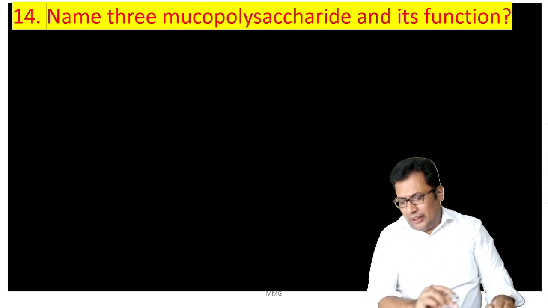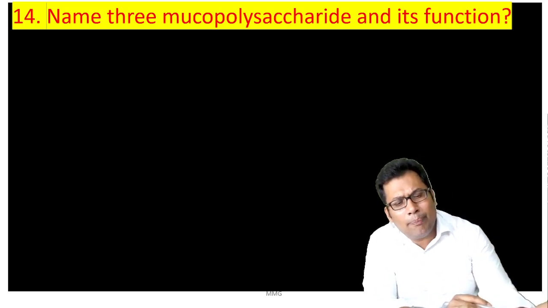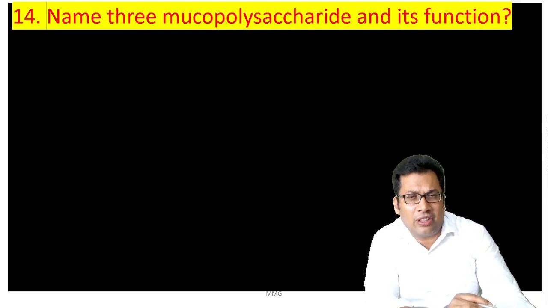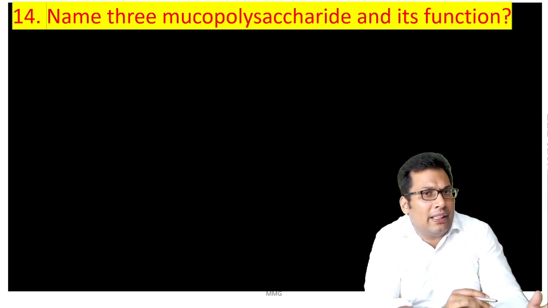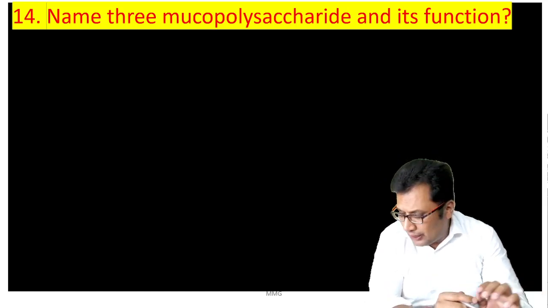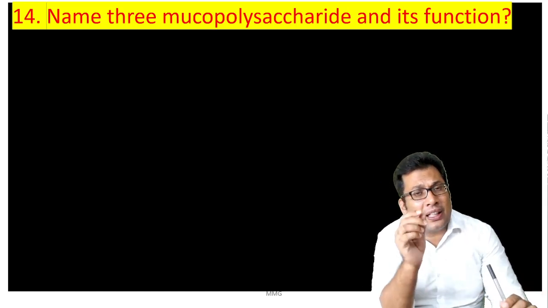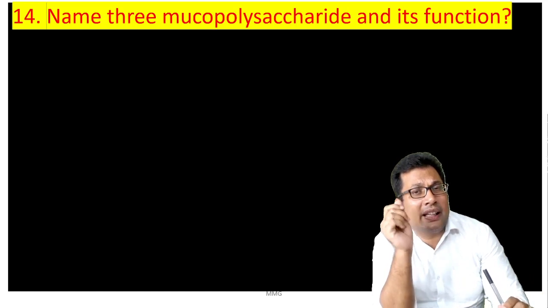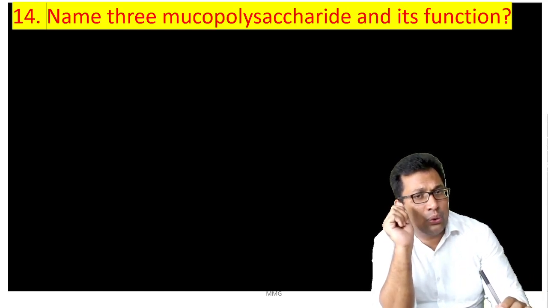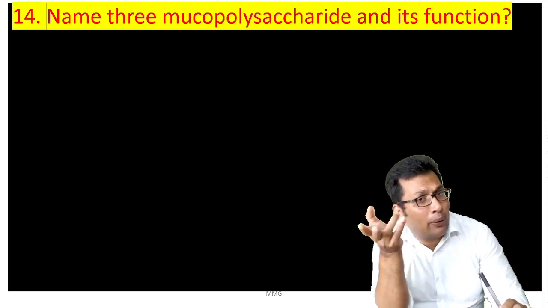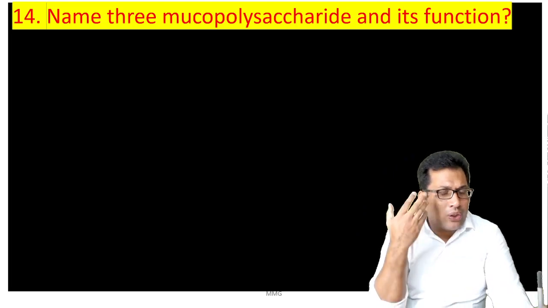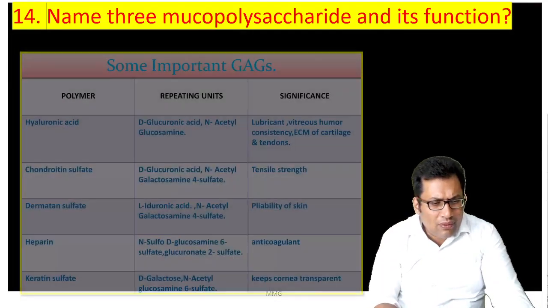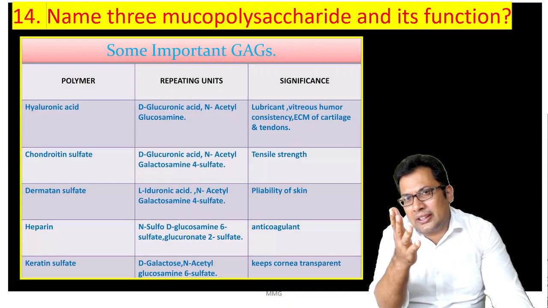Next, question number 14. Name 3 mucopolysaccharides and their functions. It is a very important question, very commonly asked in the exam. What is a mucopolysaccharide? A mucopolysaccharide is a glycosaminoglycan. There are homopolysaccharides and heteropolysaccharides, and these mucopolysaccharides are heteropolysaccharides. Let's see the important ones. One is hyaluronic acid.